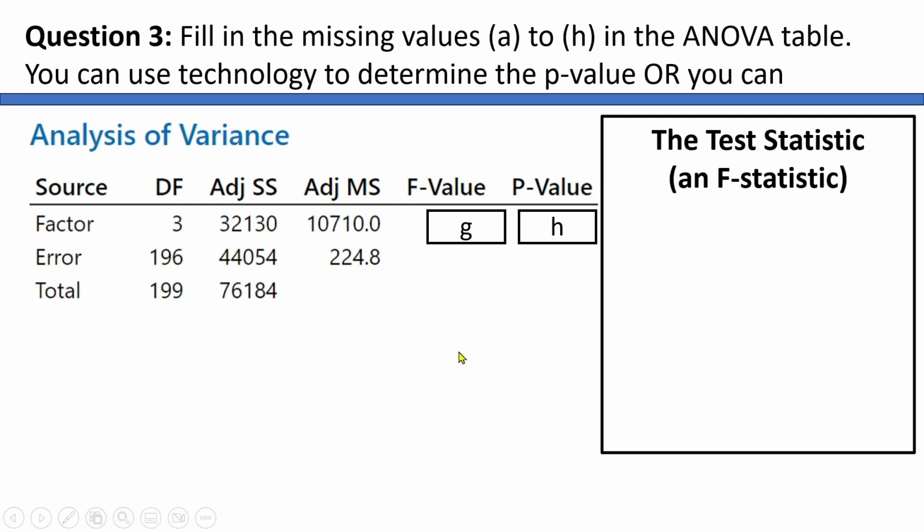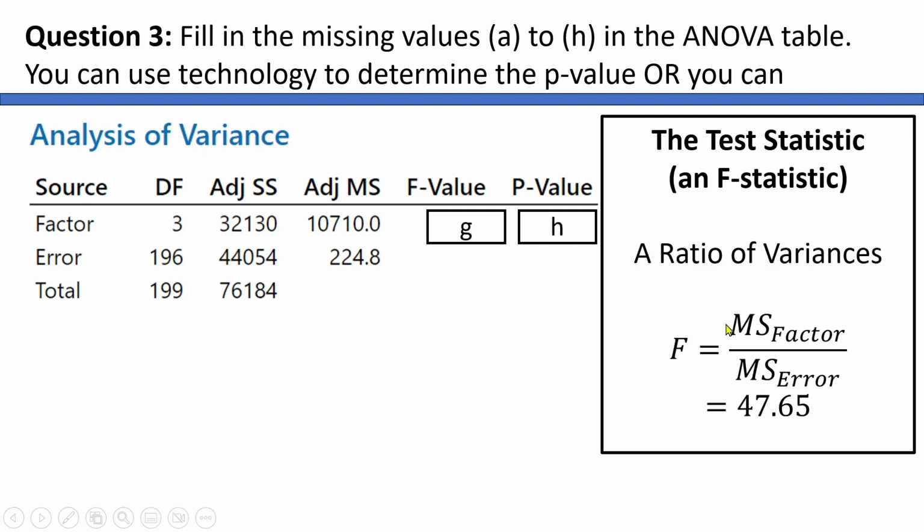Right, so finally, to conduct the actual test, we need to calculate our test statistic, and it is simply a ratio of variances. And that's kind of why this method is called analysis of variance. So we're looking at the variance due to differences between groups, so to the factor, to differences in the treatments that each patient receives. And we're dividing by the variance attributed to individual differences between people. And so when we look at that, it's simply 47.65.